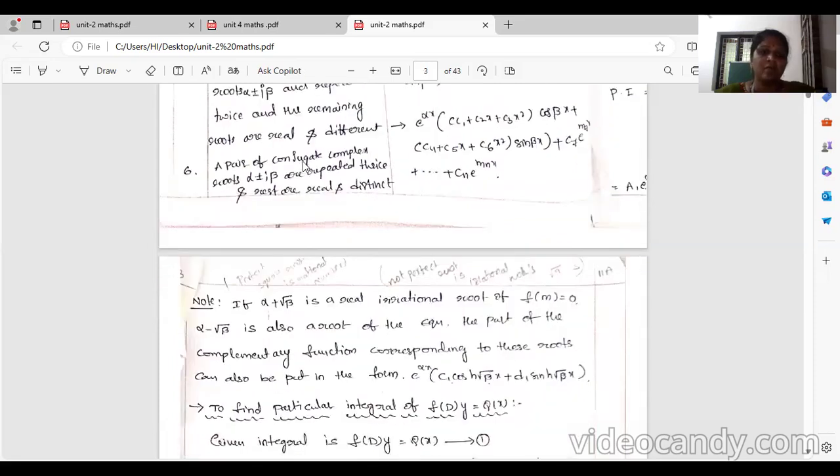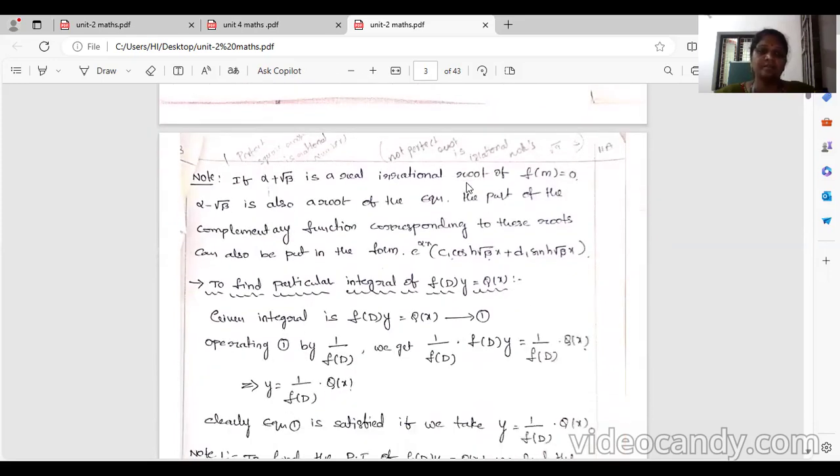Next case: a pair of conjugate complex roots alpha ± i beta repeated thrice, and the remaining roots are real and different. So the complex roots are repeated thrice, and the complementary solution is e^(alpha x)[(c1 + c2 x + c3 x^2) cos beta x + (c4 + c5 x + c6 x^2) sin beta x]. Here the complex roots are thrice repeated, plus the remaining real roots c7 e^(m7 x) and so on, cn e^(mn x).